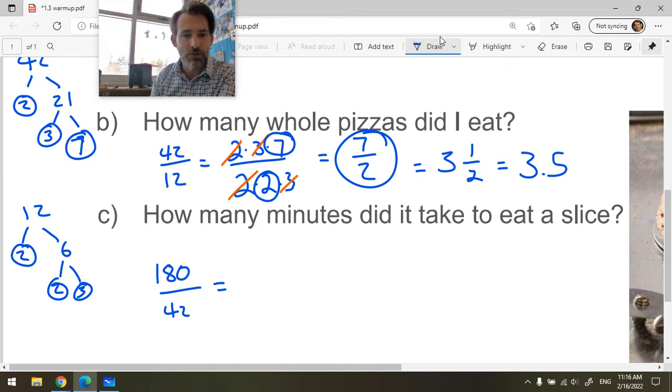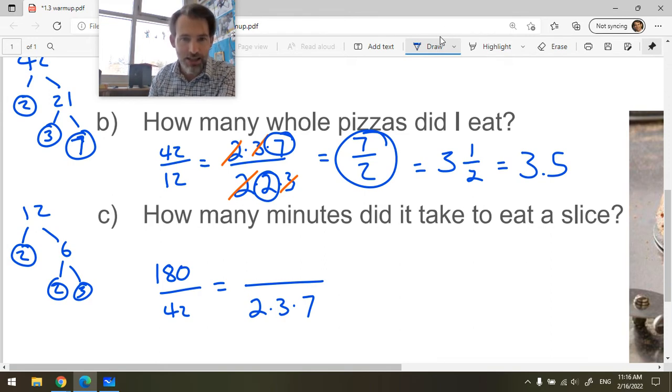So now let's write 42 in a new way. It's 2 times 3 times 7. I got that here. And 180. I don't have to factor it all the way. I just want to see what can cancel. It is divisible by 2 because it ends in a 0, 2, 4, 6, or 8. It is divisible by 3 because 1 plus 8 is 9. 9 is divisible by 3. Therefore, 180 is divisible by 3.